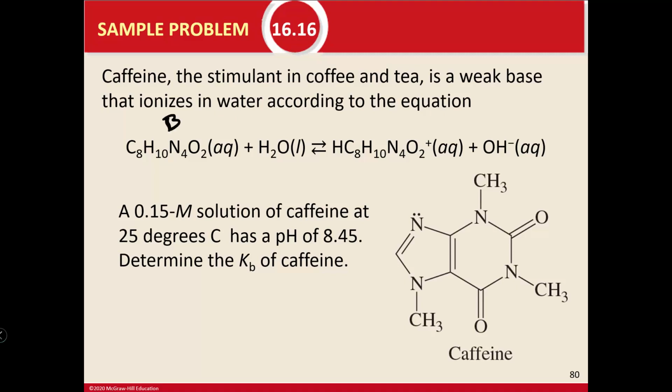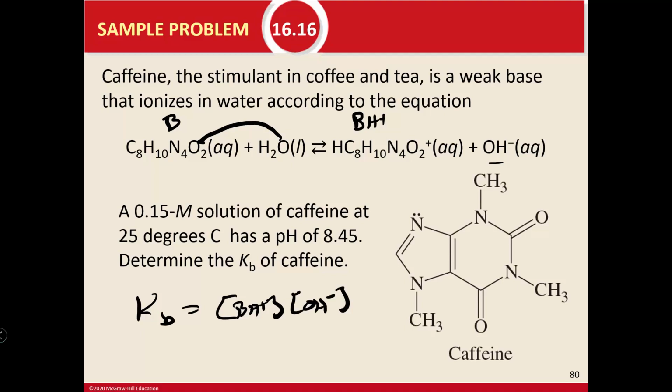And there's the water. And so now we have BH plus because a hydrogen ion has donated to the caffeine. And then what we have left is the hydroxide ion. And then the Kb is equal to the BH plus times the hydroxide ion concentration divided by the base. Okay, you can do it that way if you want to, if you want to simplify it to get through the question quicker.